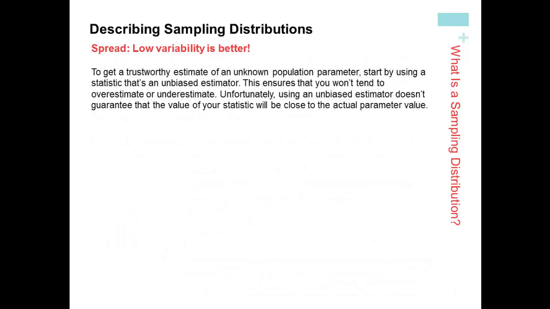Looking at spread, to get a trustworthy estimate of an unknown population parameter, start by using a statistic that's an unbiased estimator. This ensures that you won't tend to overestimate or underestimate. Unfortunately, using an unbiased estimator does not guarantee that the value of your statistic will be close to the actual parameter value.